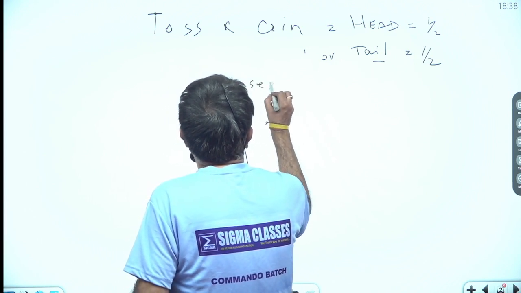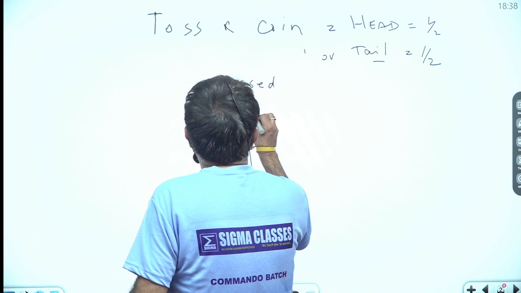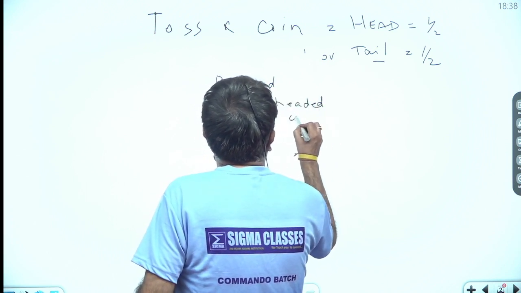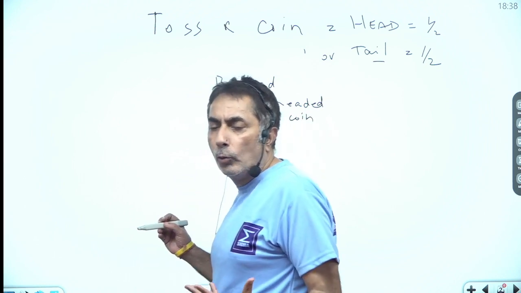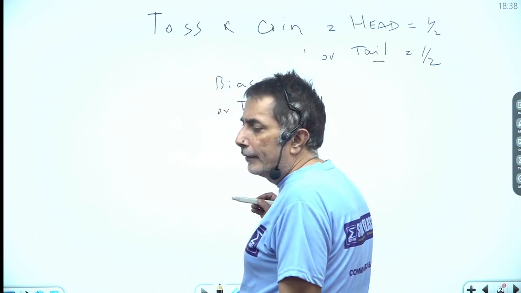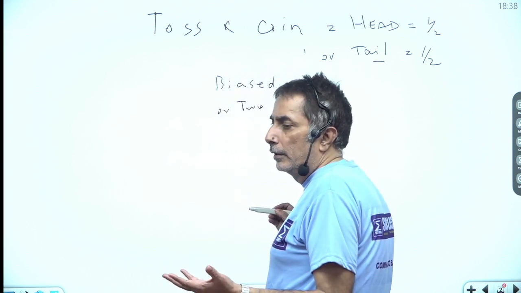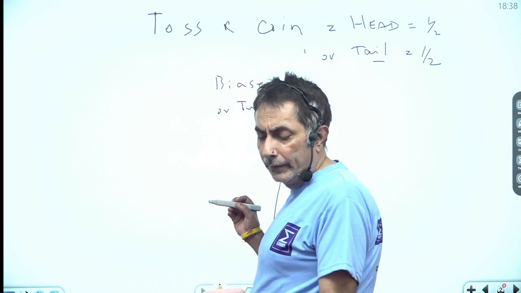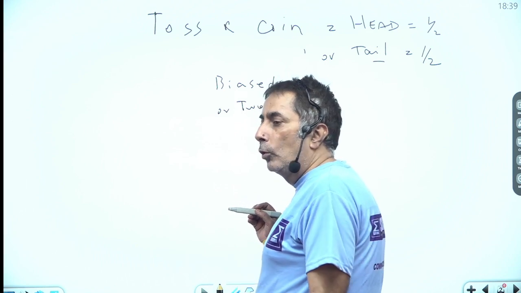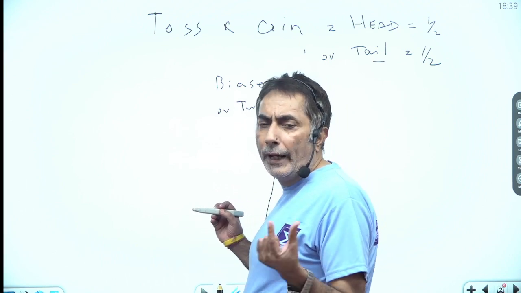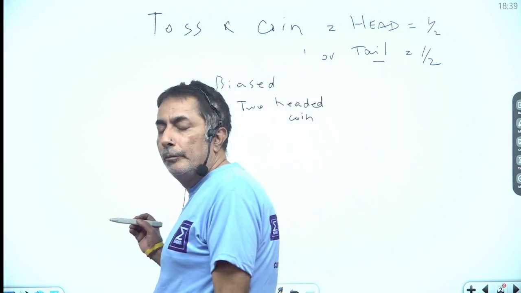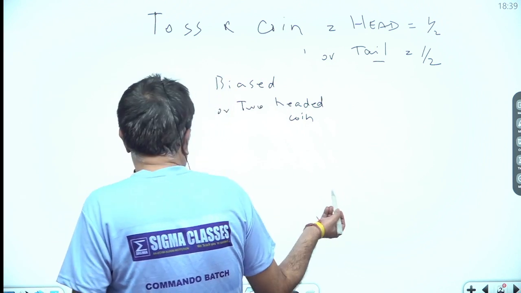biased or two-headed coin. Now, what is a two-headed coin? You would have seen in the movie Sholay, where the head is there in the hand of Amitabh Bachchan when he dies. The same head on both sides. So, coin के दोनों तरफ heads होता है. But in this case, when you toss a coin, this is the probability.